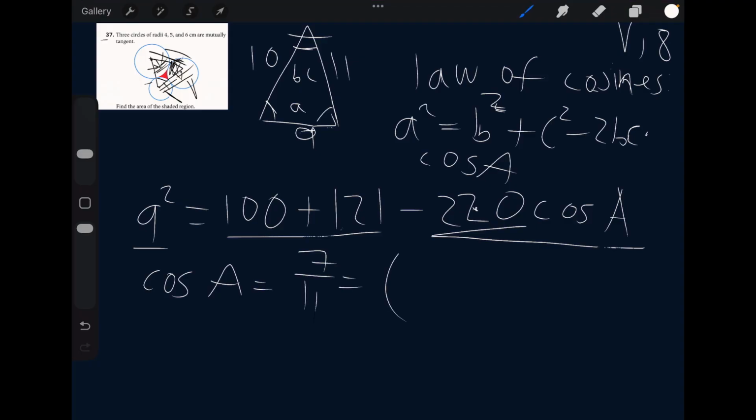because that's just 14 over 22, and that'll equal 140 over 220, which we started with. So now we can just take the arc cosine function of 7 over 11, and that'll give us that A equals arc cosine of 7 over 11.